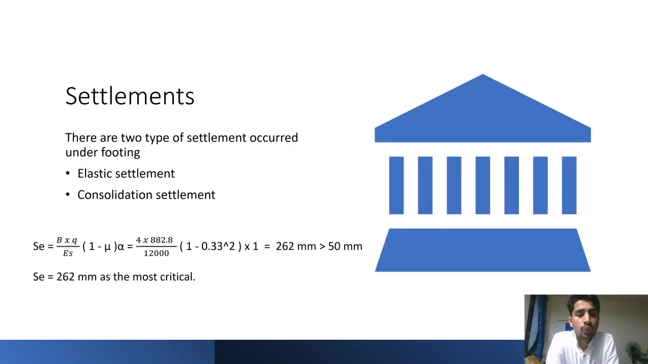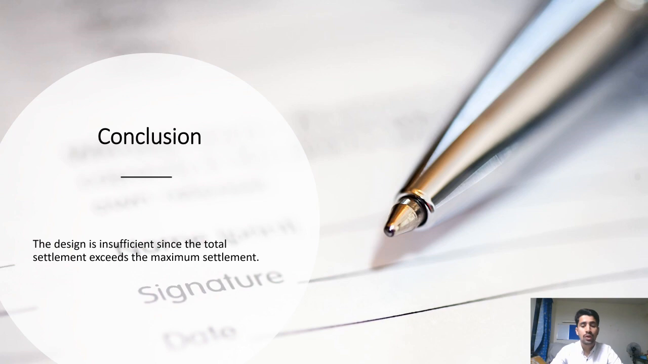In the end, we have to calculate settlements. There are two kinds of settlements underneath a foundation, that is elastic settlement and consolidation settlement. Our settlement value is 262 mm, which is greater than 50 mm. So in the end, we can conclude that the design of our foundation is insufficient because the settlement value exceeds the maximum limit of settlement.